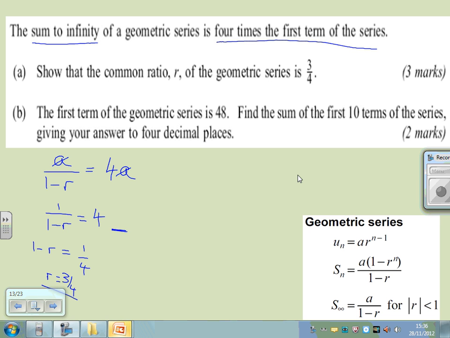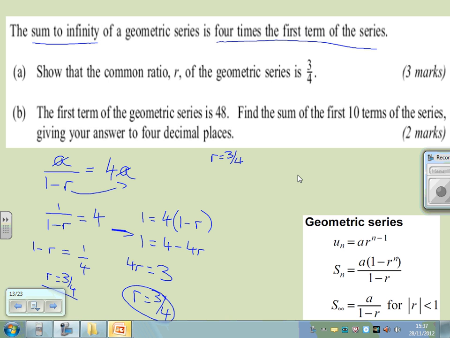At this point here, you might have just wanted to multiply both sides by 1 minus r. We can do that. Then multiply out the bracket. Then add the 4r to this side. Take away the 1. r equals 3/4. You could have done that earlier and then divided by a later. Lots of different ways of trying to solve that. But there you go. We know r is 3/4. This one here now also tells us that a is 48.